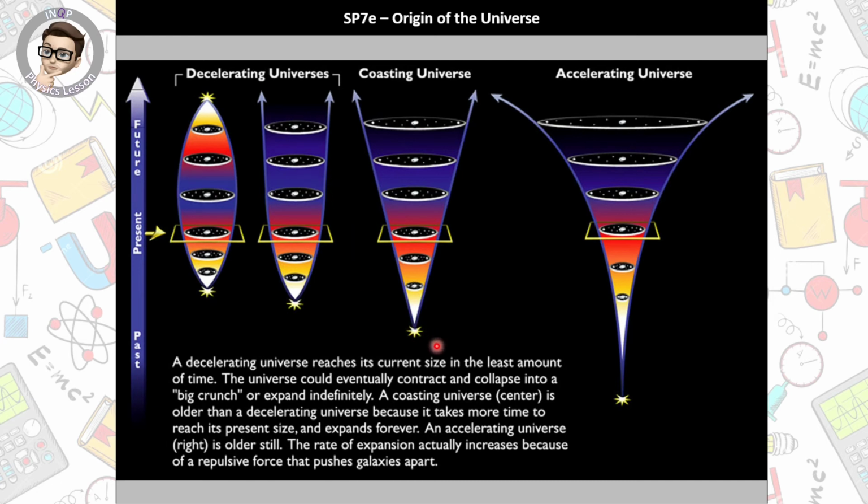We've got the third one here, which is the coasting universe. That's the idea where we're not going to change the amount of acceleration the universe has. It's going to keep expanding in the same way all the way to the future, and the universe will just get bigger and bigger. And finally, we have the accelerating universe, which means that it's going to expand at a greater rate as we move into time. And again, we'll get to this point where the universe will keep expanding, and all the mass and energy will just get further and further away.